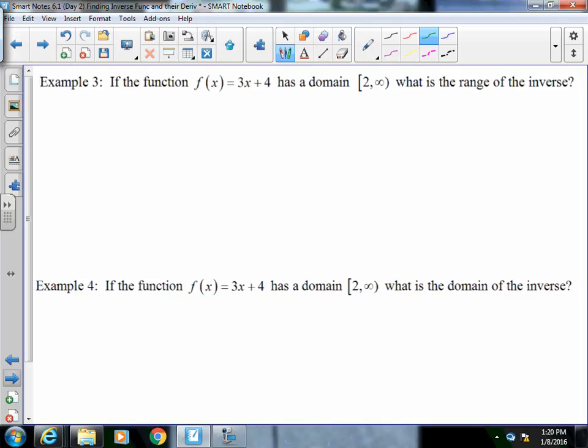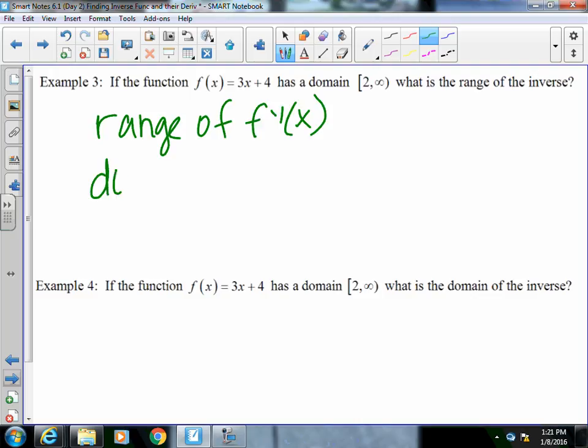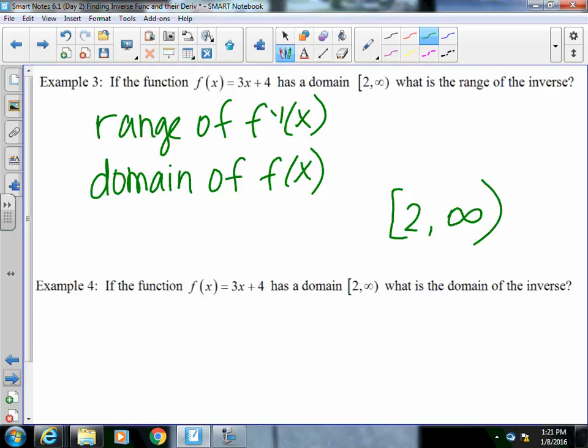Example 3 says if function f of x equals 3x plus 4 has domain from 2 to infinity, what's the range of the inverse? Well, let's talk about that. Domain 2 to infinity, that's the original. We need the range of the inverse. That's the same as the domain of the original. Well, they give us the domain of the original, so automatically that is also the range of the inverse.